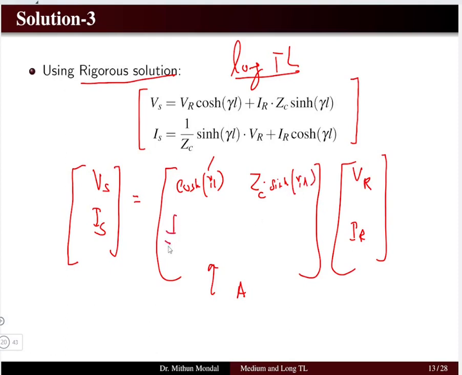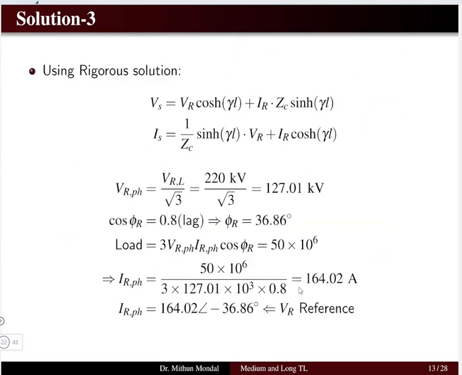Here we have 1 by Zc sinh gamma L, and here we have cosh gamma L. So these two quantities are equal, cosh gamma L and cosh gamma L. Here we have Zc sinh gamma L. Here we have 1 by Zc sinh gamma L. Okay, so we need to get the value of gamma, that is the propagation constant, and we need to get the value of Zc, that is the characteristic constant of the line. Okay, let us see how to find that.